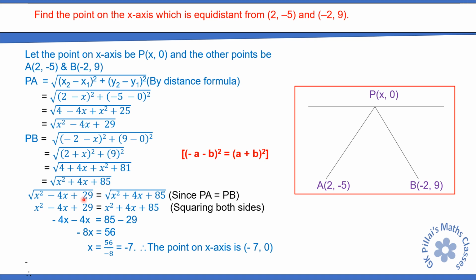Now PA equal to PB, therefore equate the two, this and this. When you square both sides, the under root will go and the x squared and x squared will also go. Take x to the left hand side and the number to the right hand side. You will get minus 8x equal to 56, x equal to minus 7. So the point on the x-axis is (minus 7, 0).